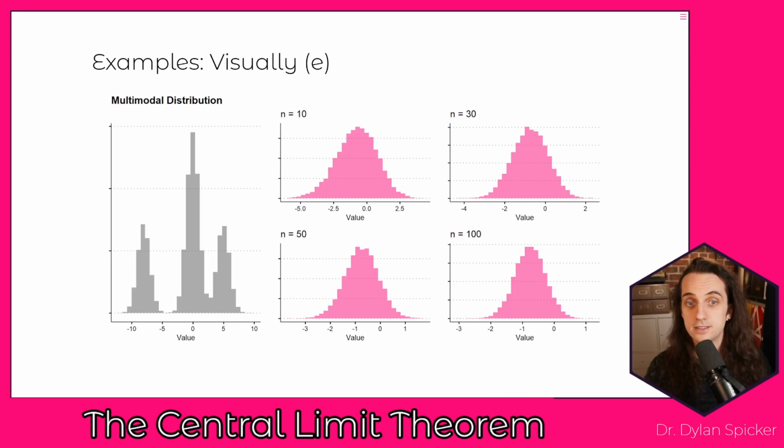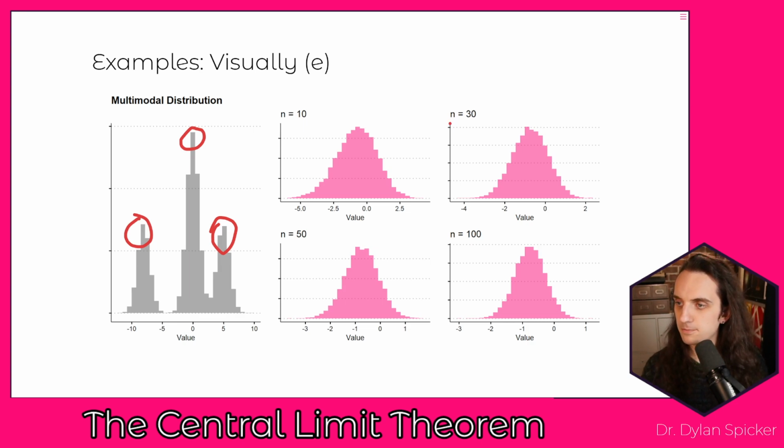The last example here deals with a multimodal distribution, right? And so this is non-normal. We have peaks in 3 different spots, right? It's non-symmetric in a lot of ways. And so again, we can see that this population is behaving erratically in many ways.